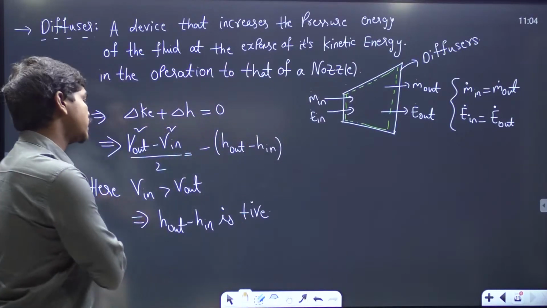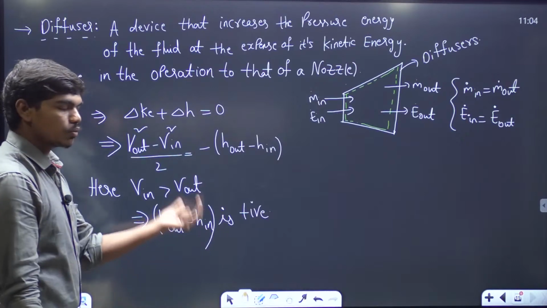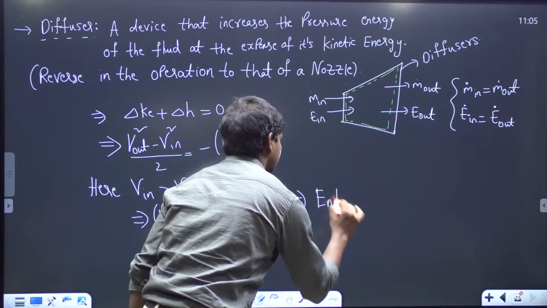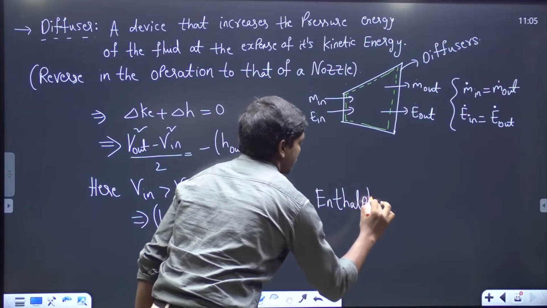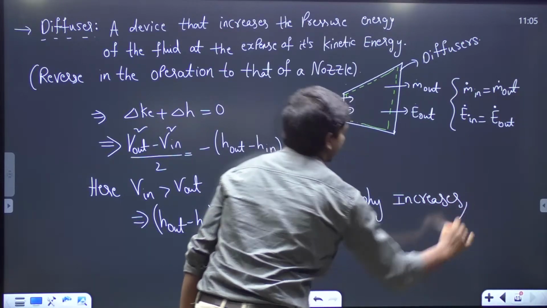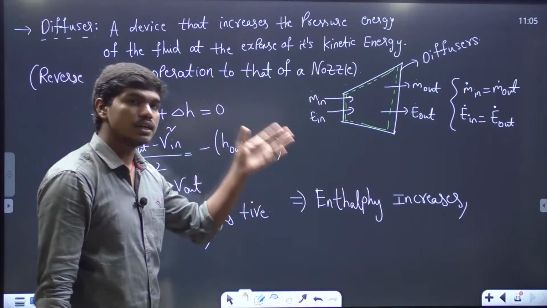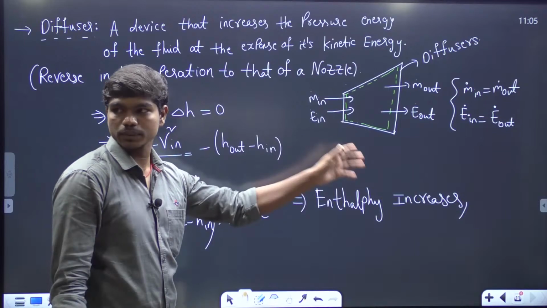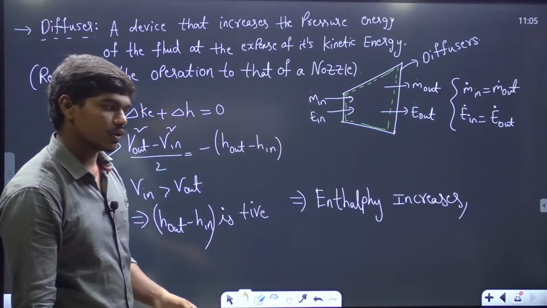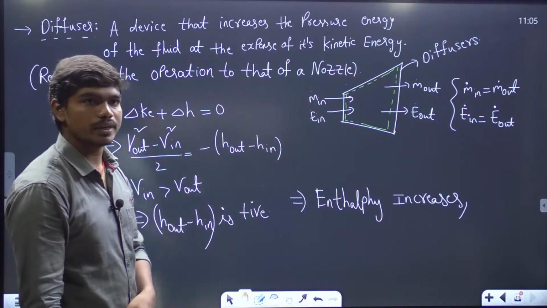If these are the cases, then H out minus H in is positive, which means H out is more, which means the enthalpy increases. Enthalpy increases and kinetic energy decreases. That's why this device, the diffuser, tries to increase the pressure energy of the fluid at the expense of kinetic energy. So kinetic energy keeps on decreasing and enthalpy keeps increasing. Same equations as for the nozzle get converted. The minus and plus signs all depend on the magnitudes.